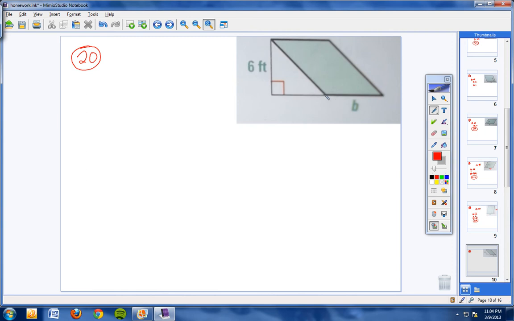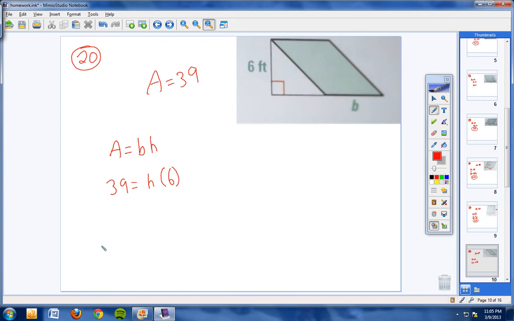We're going to find the base, and they've given us the area, or excuse me, the height right here, and the area for number 20 is 39. So the area equals 39. So let's see what we can come up with here. Area equals base times height. Your area is 39, your base will stay a b, and your height is 6.